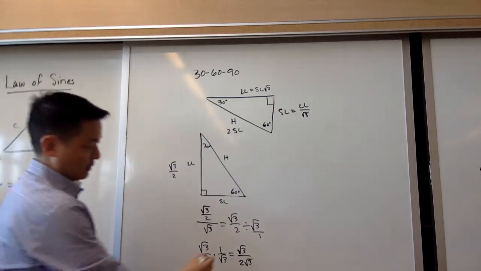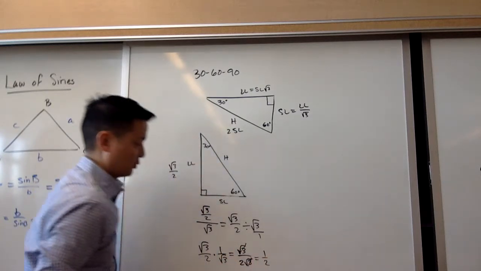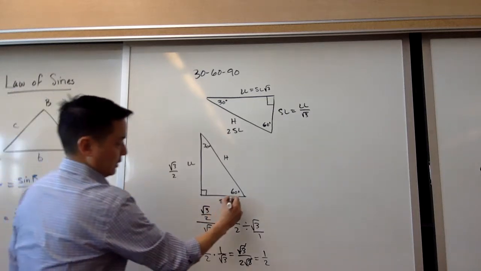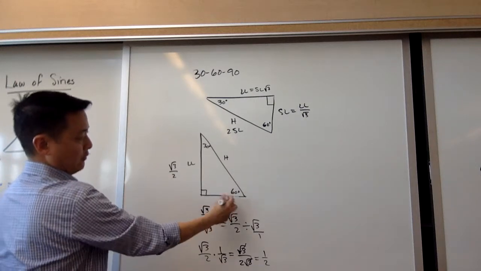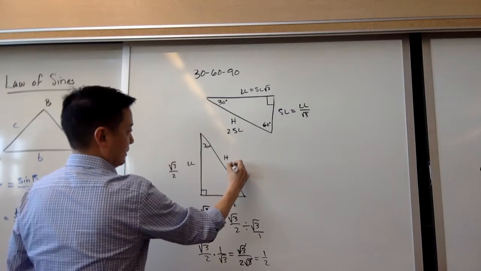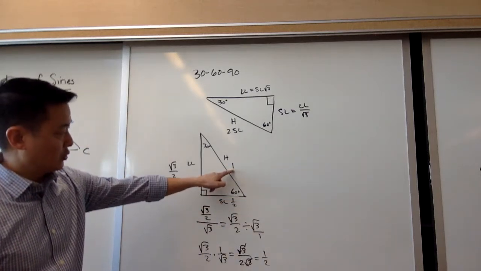And then here we see that the root 3 and the root 3 cancel out, leaving us with 1/2. So that means the short leg is 1/2. And remember, whatever the short leg is, the hypotenuse is just twice as long as it. So we get 1/2 times 2, or just 1.